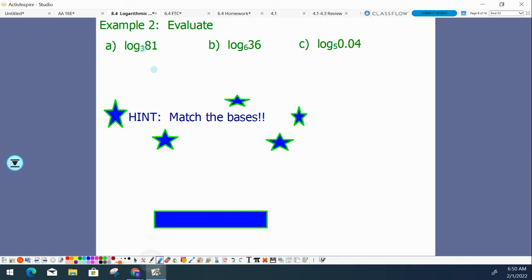So if the base is 3, what I want to do is replace 81 with a base of 3. So you keep this one the same, replace 81 with 3. 3 to what power is 81? 3 to the 4th. If you can match the bases, the base of the log cancels the base of the exponent, and the answer is the exponent.